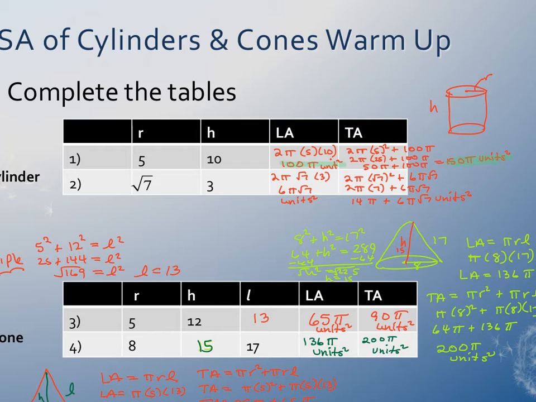Again, the cylinders and the cones are easier. And then for number 2, the lateral area is 6 pi square root 7. Now, it doesn't matter the order you write this. So if you'd rather write 6 square root 7 and then the pi, the order of these 3 things doesn't matter. And then the total area is 14 pi plus 6 pi root 7. We can't add the 14 and the 6 because the 6 has a square root 7 and the 14 doesn't. Pretty good on 1 and 2.